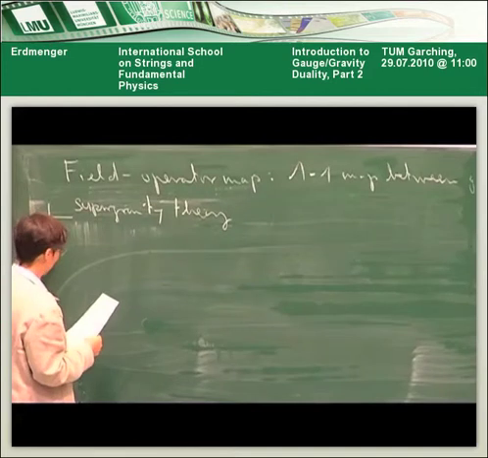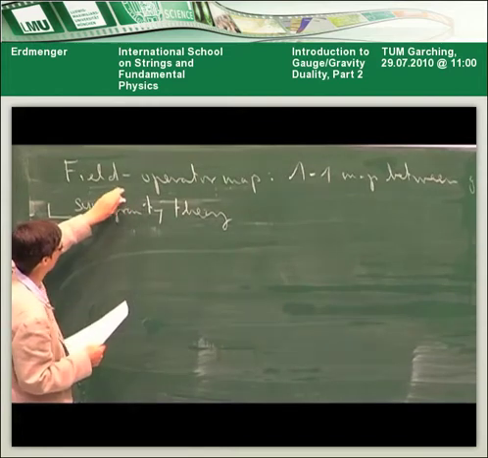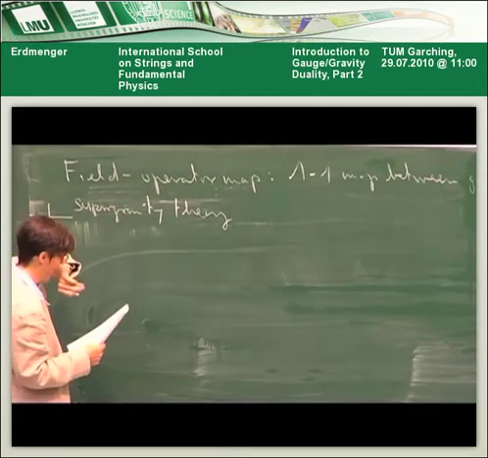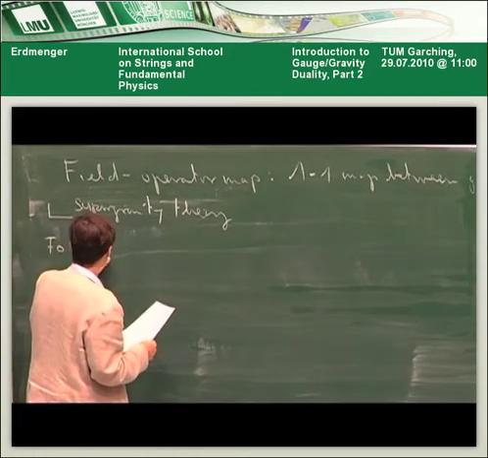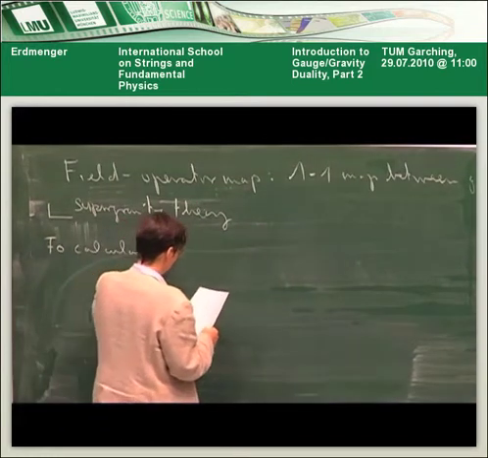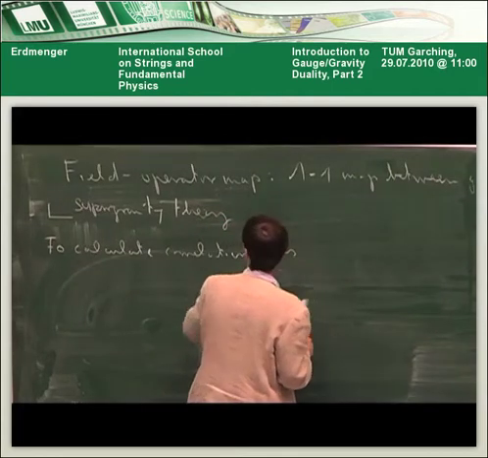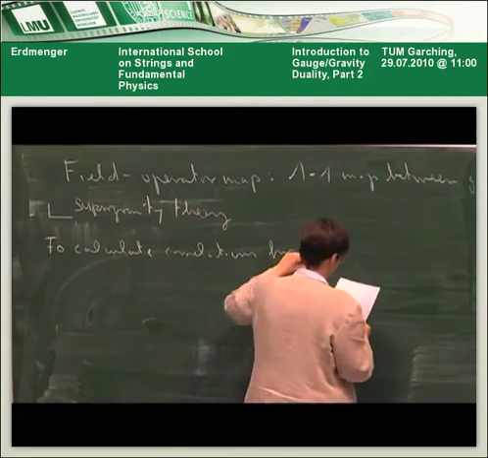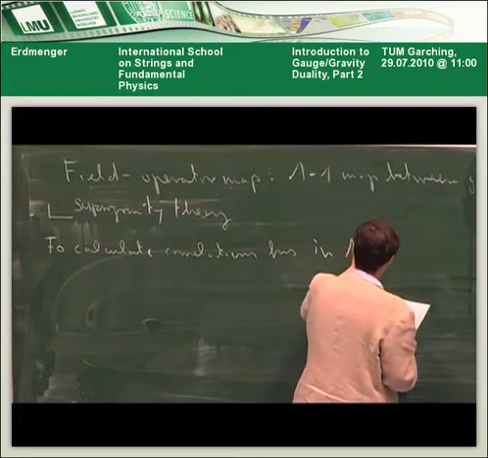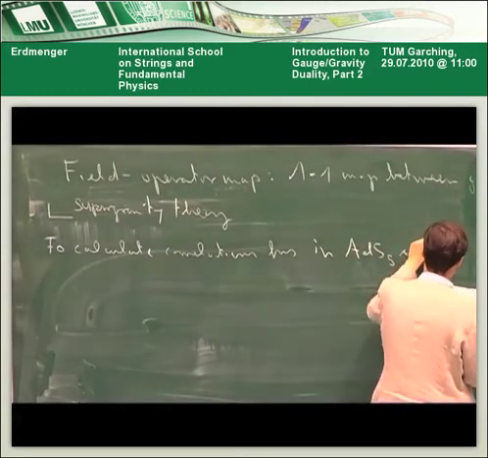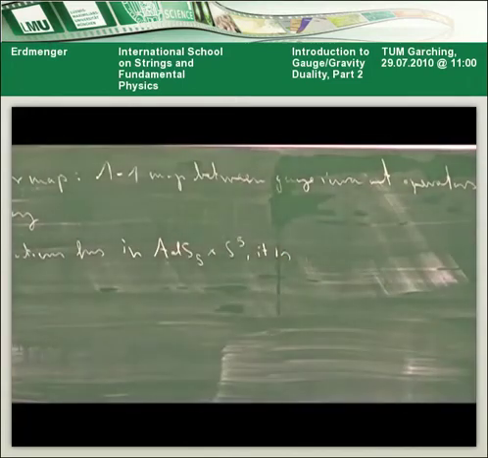Okay, and another crucial point for doing the tests is that what we want to do is to calculate correlation functions for either those fields or these operators which are related to each other. So, to calculate correlation functions in AdS_5 times S^5, it is convenient to work in the Euclidean version of the space.